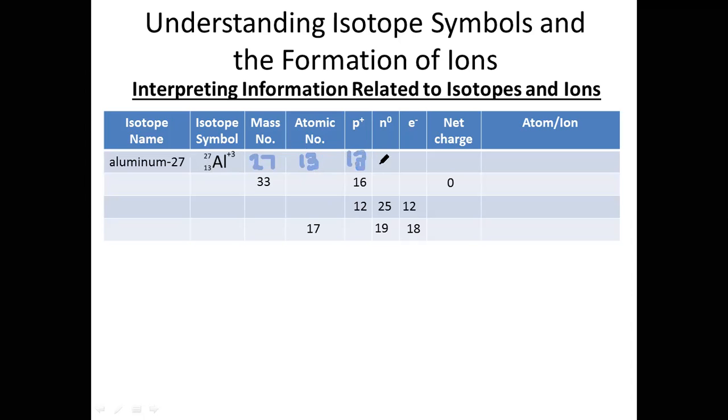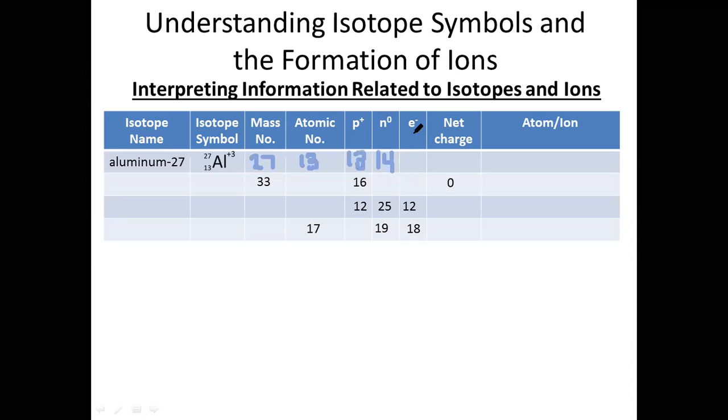So now how would I get the number of neutrons? Well, if we recall what mass number means, mass number is the total number of protons plus neutrons. So if the mass number is 27 and 13 of those particles are protons, that means the other 14 have to be neutrons.